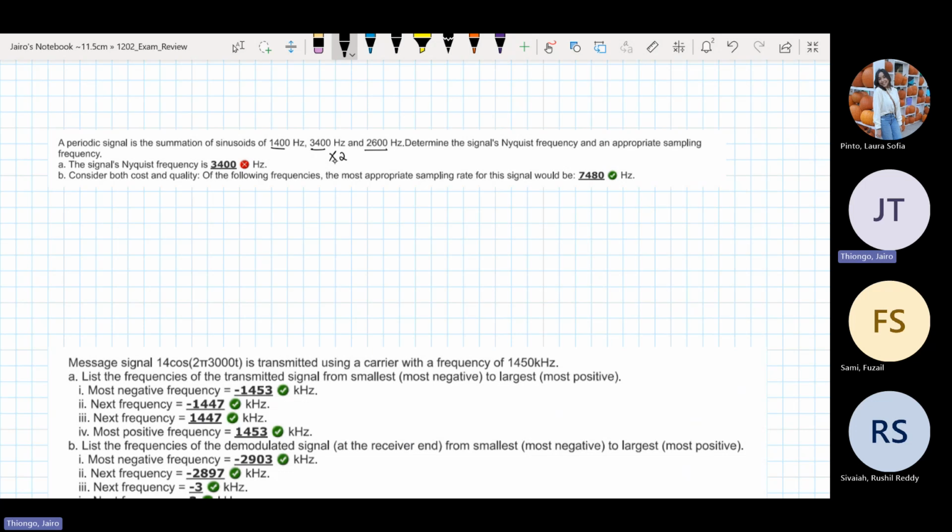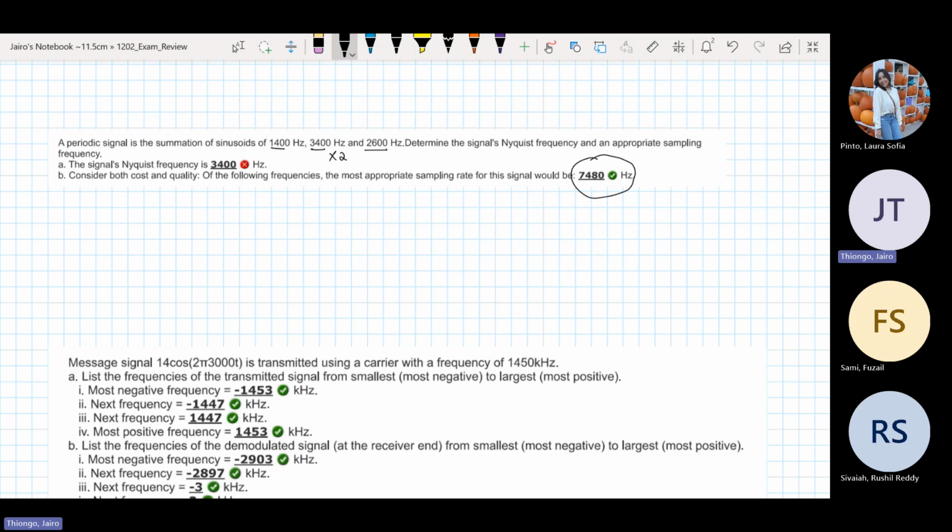And the reason for this is to avoid a concept called aliasing, basically when sampling, resampling the same signal. So the sampling frequency has to be higher than the Nyquist frequency. So the professor maybe said something like 10% higher than twice the highest frequency. And I think that's actually our next question. Considering both cost and quality of the following frequencies, the most appropriate sampling rate for this signal would be what? That was a drop-down menu on this one.